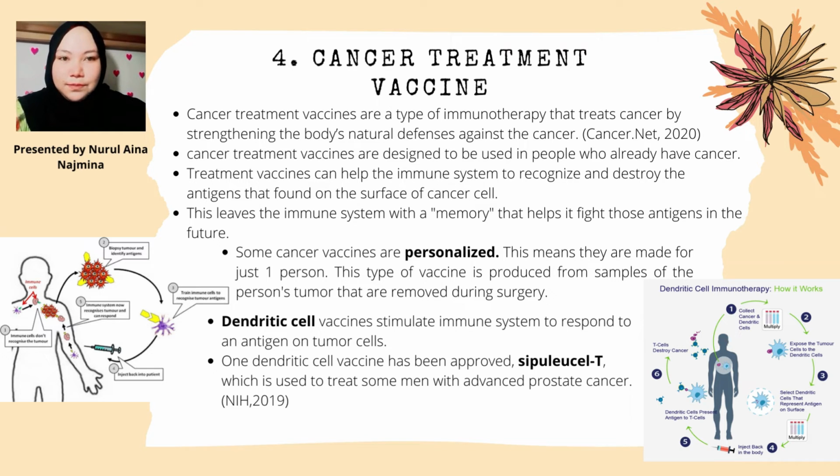Cancer treatment vaccines may be made in different ways. Some cancer vaccines are personalized. We can look at the figure on the left side. This vaccine means they are made for just one person. This type of vaccine is produced from a sample of the person's tumor that is removed during surgery.